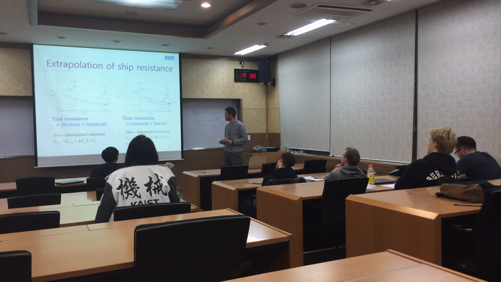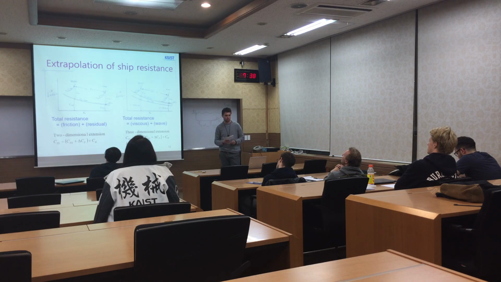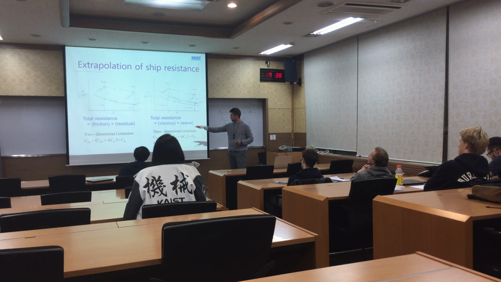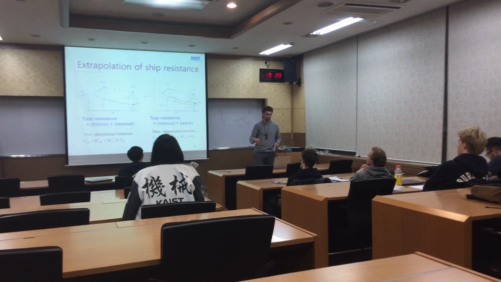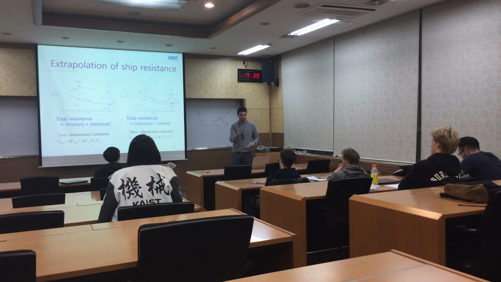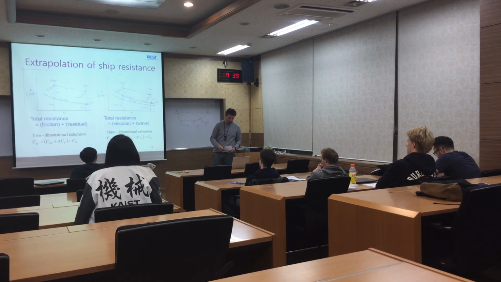So, in the end, you can extrapolate the ship resistance. In the left case, for the two-dimensional part, it's just the addition of all frictions. When you want to have the three-dimensional extension, you add the form factor K. So when you want to have the whole ship in each direction, you also need the sideward frictions.